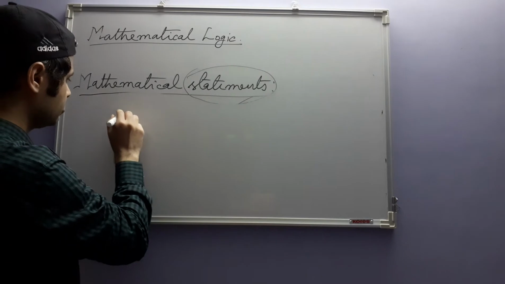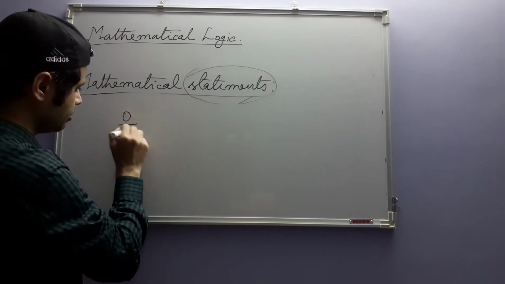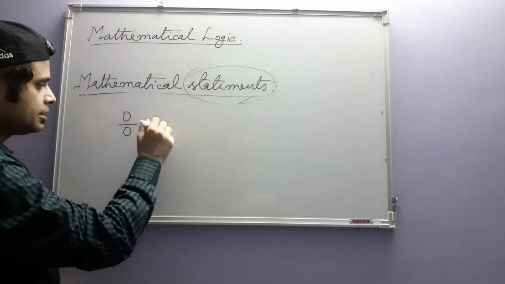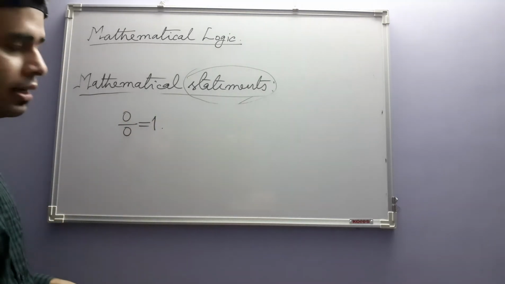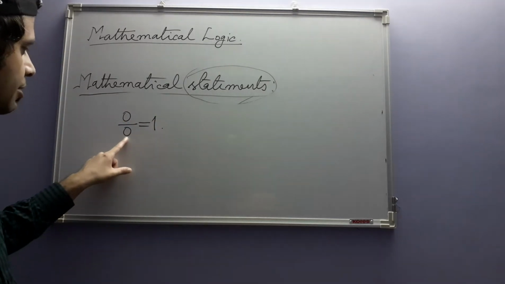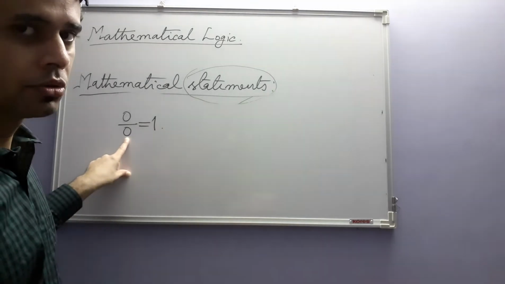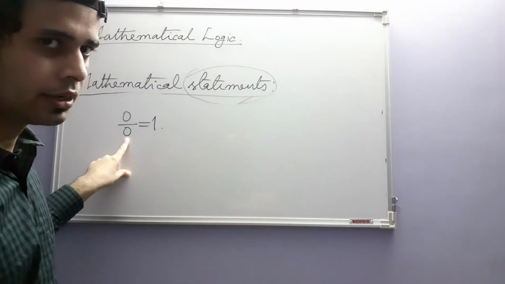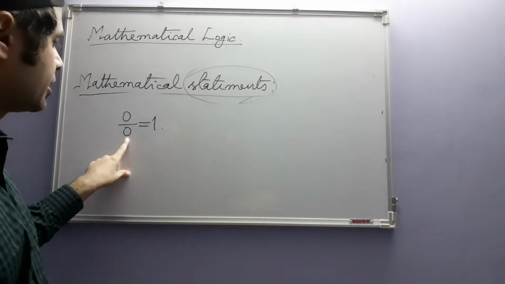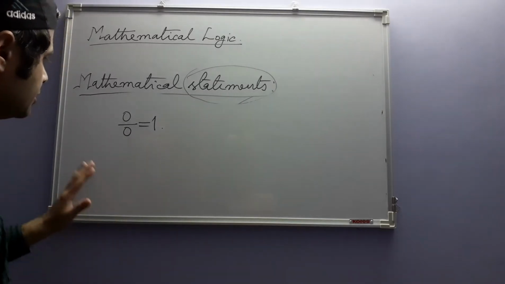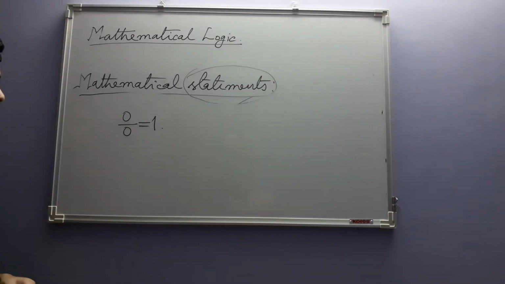For example, this statement, this is not a statement, this is an ill-defined statement, because in mathematics we cannot divide by 0. Why? I will come to that later. I will tell you exactly why we cannot divide by 0 and why it creates problems. This is an ill-defined mathematical statement.